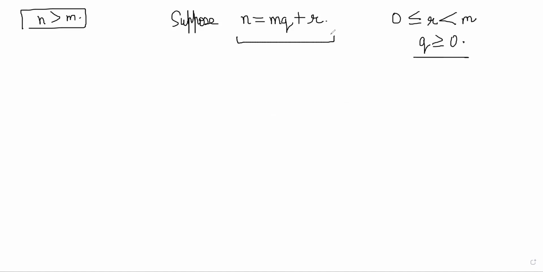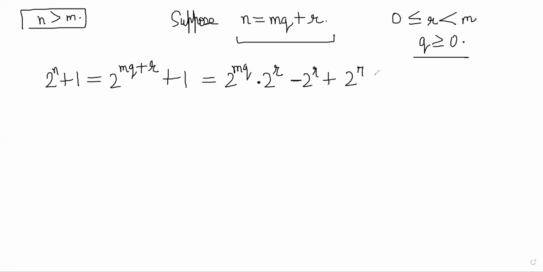Let's say n is greater than m. So suppose n can be written as m times q plus r. Here we have divided n by m, and therefore 0 is less than or equal to r is less than m, and q is greater than or equal to 0. We have just done normal Euclidean division here, right? So then 2^n plus 1 is equal to 2^(mq+r) plus 1, which is equal to 2^(mq) multiplied by 2^r. And instead of just writing a plus 1, I can add and subtract a 2^r also, right? I can do this.